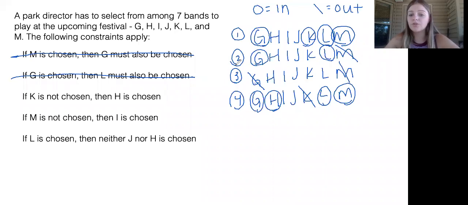So move on to world number 2. Do we know where K is? We don't. So we're going to create a whole new copy.